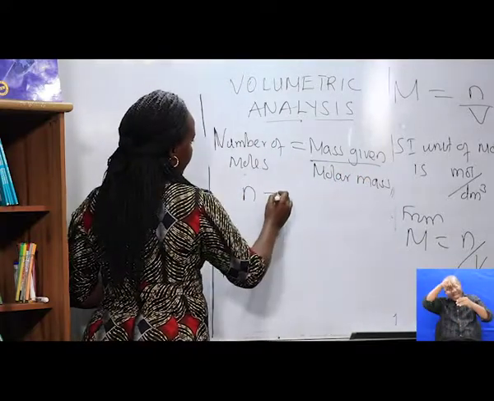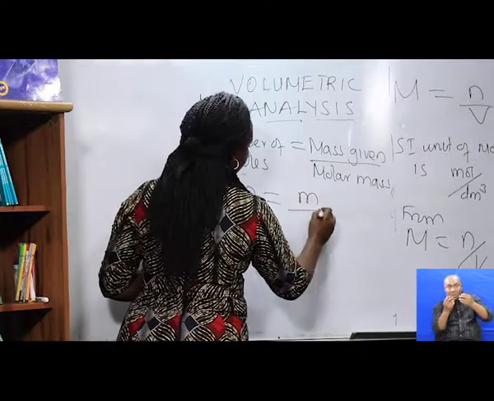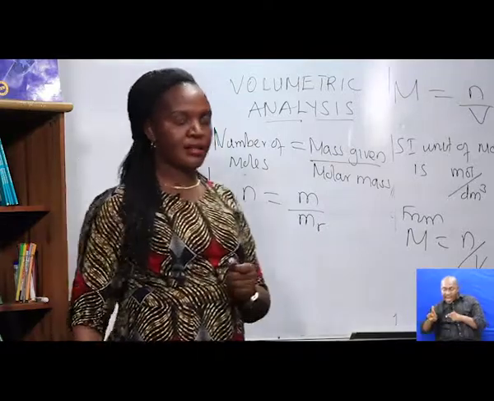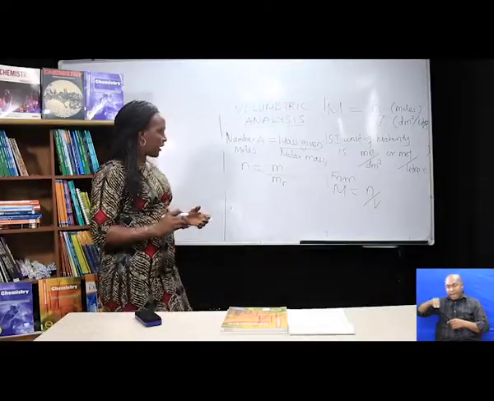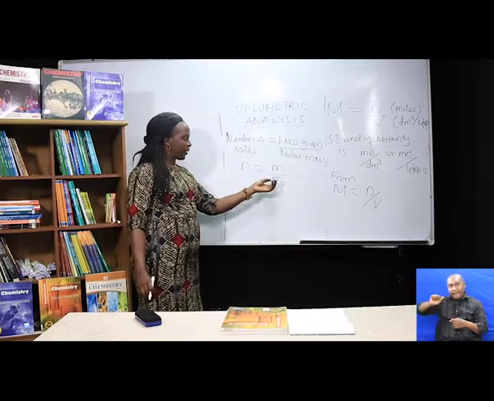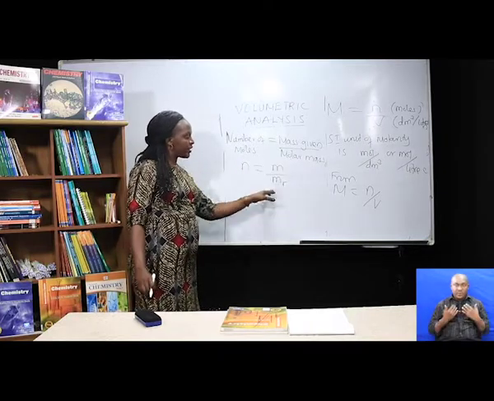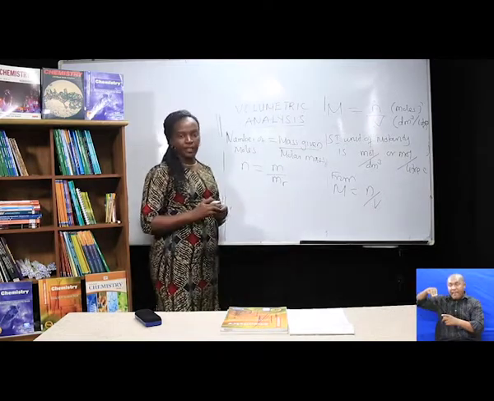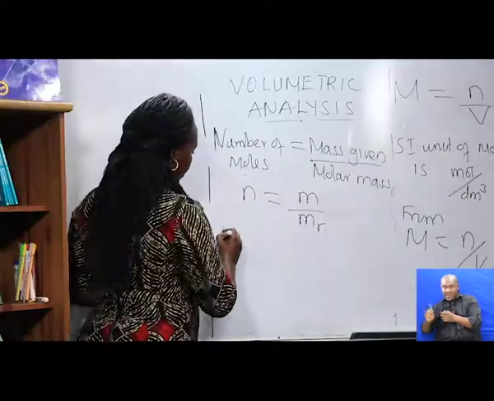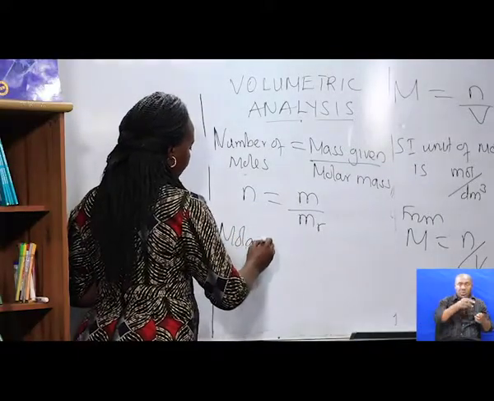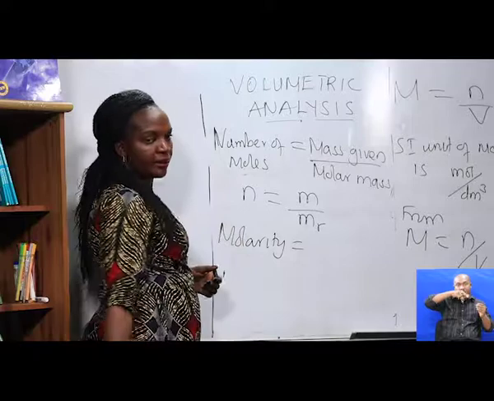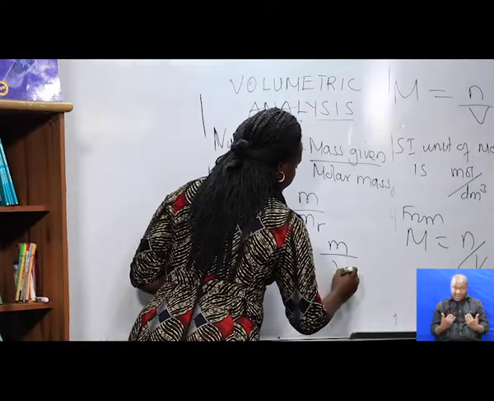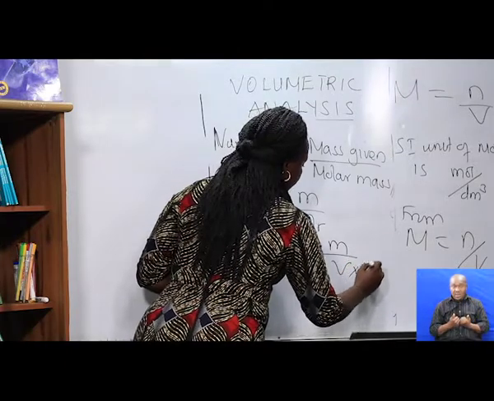So n equals small m over M_r, where M_r stands for the molar mass of a substance. Therefore, since I know n is equal to m over M_r, I can substitute this formula. Instead of writing n here, I can write m over M_r. Therefore, molarity can also be calculated by the mass of a substance over volume times the molar mass.